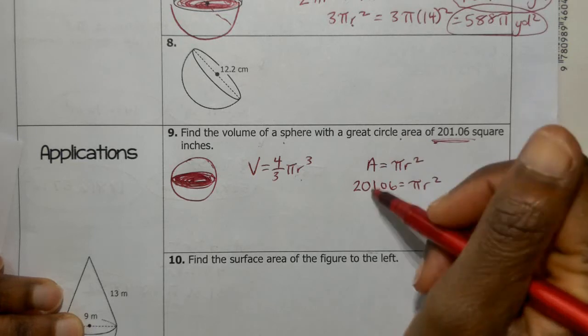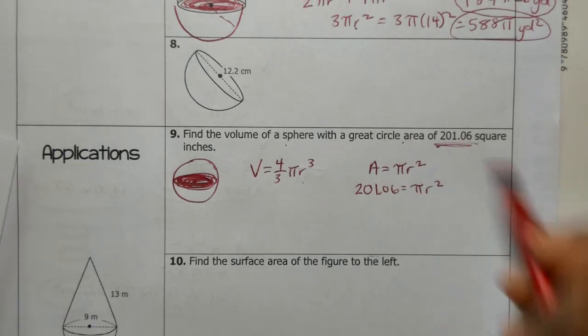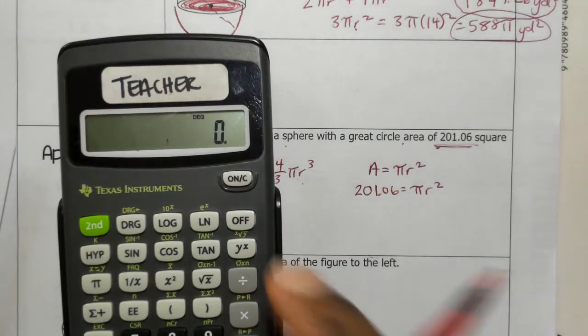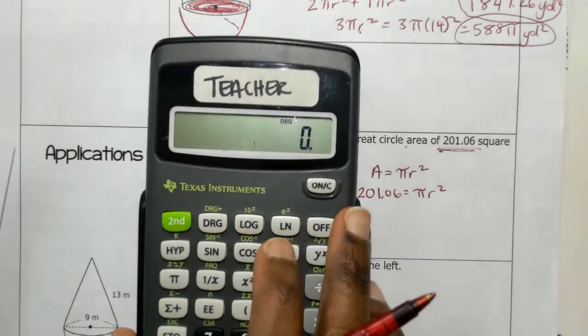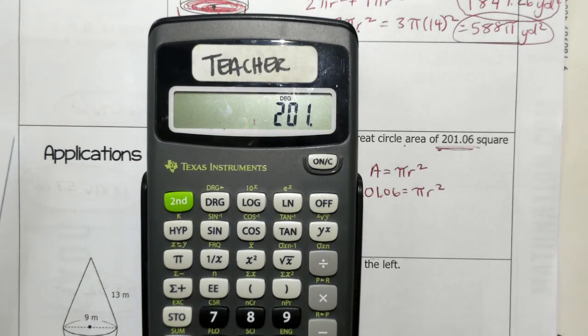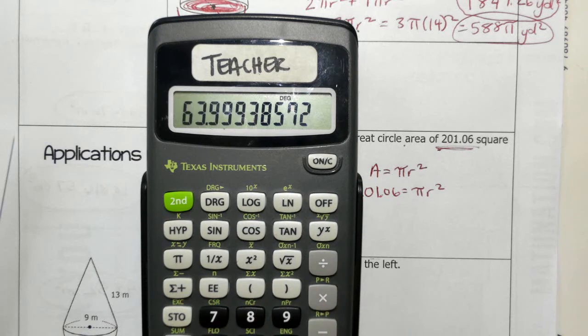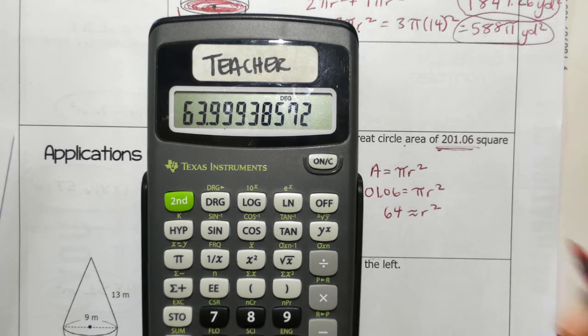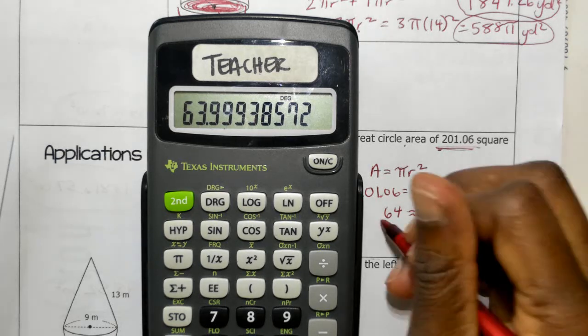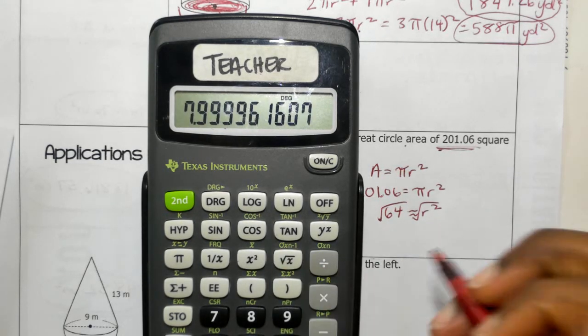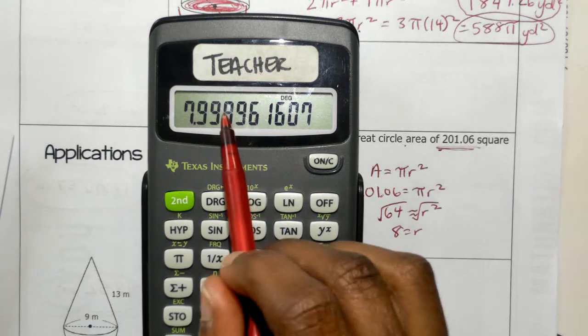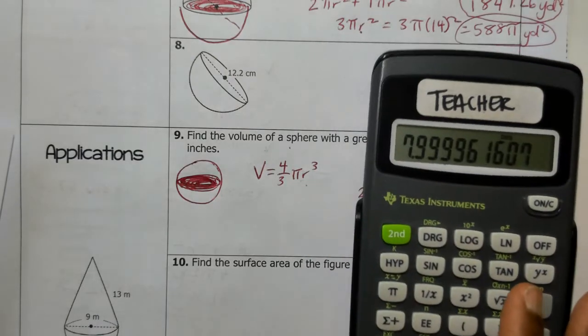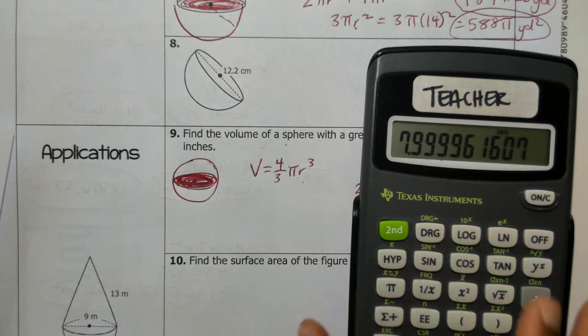So the area is given, so we plug that in for A. We don't know r, so we just have 201.06 equals pi r squared. So 201.06 divided by pi gives us about 64. And then we would square root both sides to get r by itself. So it's around 8, because if we rounded it, it would be 8. Alright, so the radius is 8, so that's where we're going to come in over here and plug in.